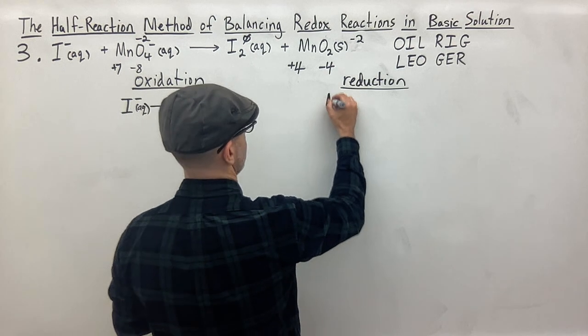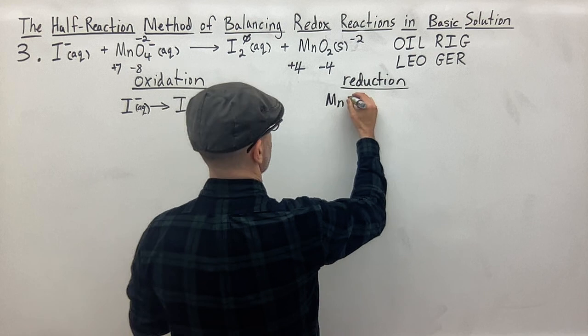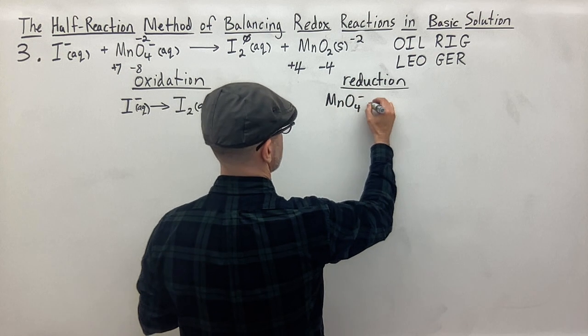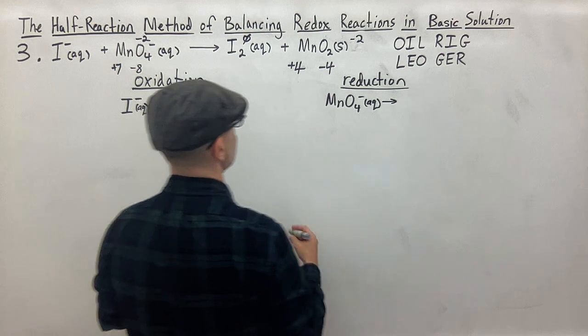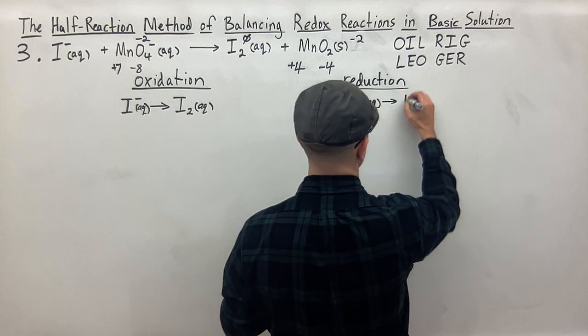So we have MnO4 minus, aqueous, goes to MnO2, solid.